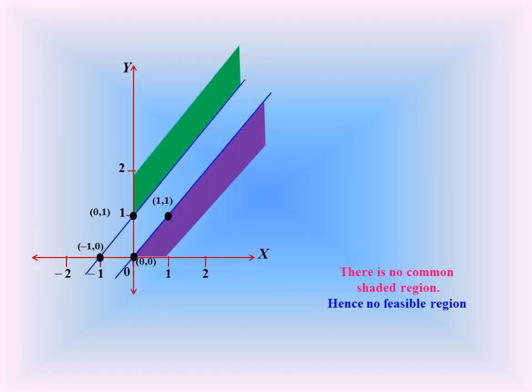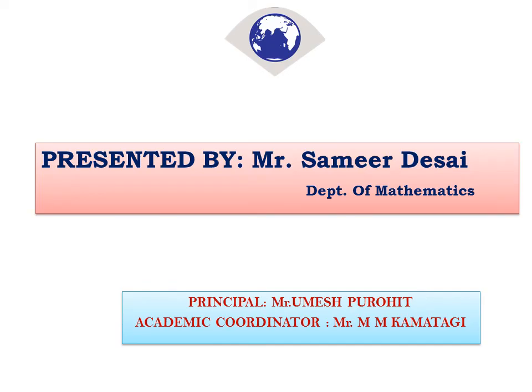Therefore you are observing that there is no common shaded region. Hence if there is no common shaded region, we can't find the minimum or maximum value of the given linear programming problem. Therefore, the given LPP has no solution.